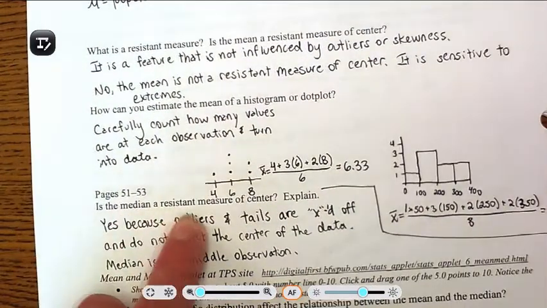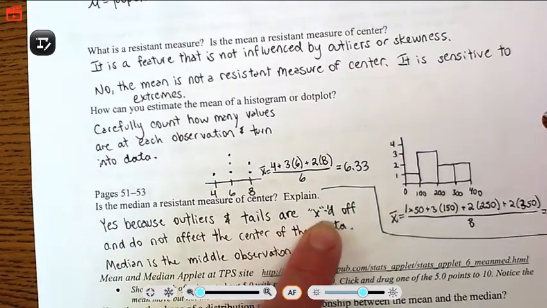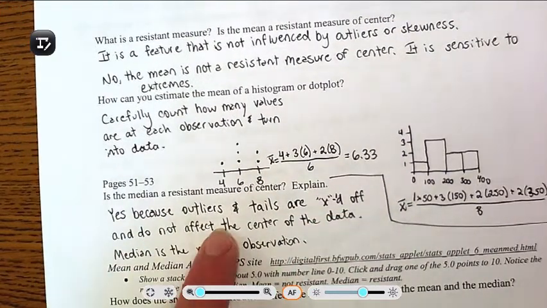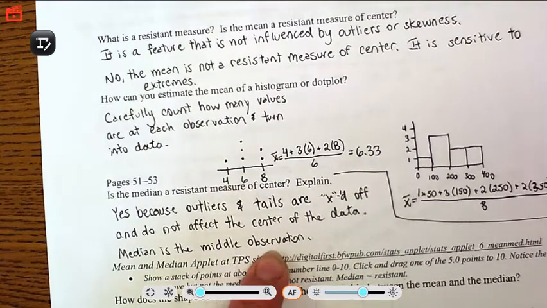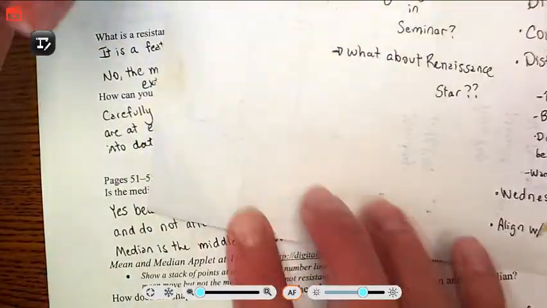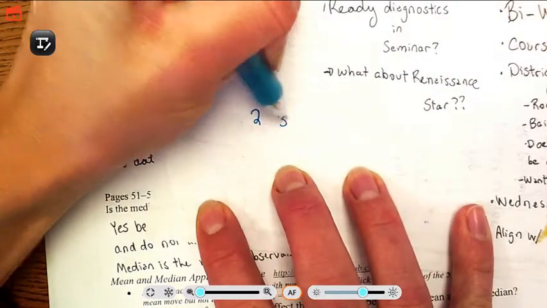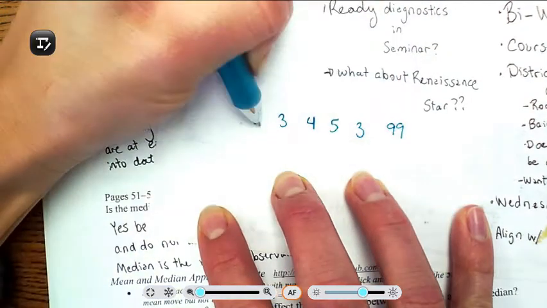Is the median a resistant measure of center? And explain. Yes, because outliers and tails are crossed off and do not affect the center of the data. Median is the middle observation. So if you had your group of youngsters now, a 2-year-old, a 3, a 4, a 5, and another 3, and a 99-year-old.